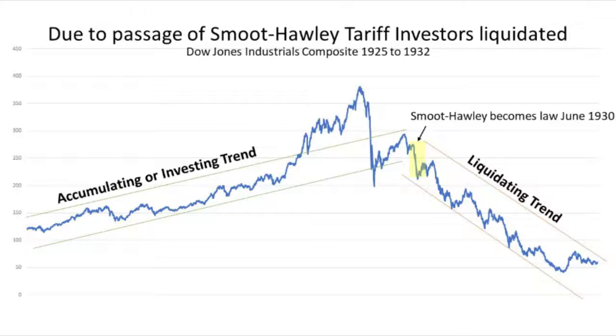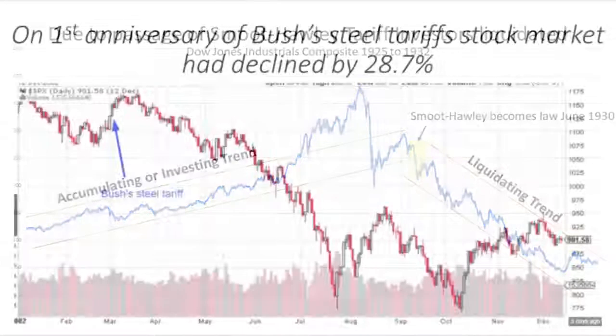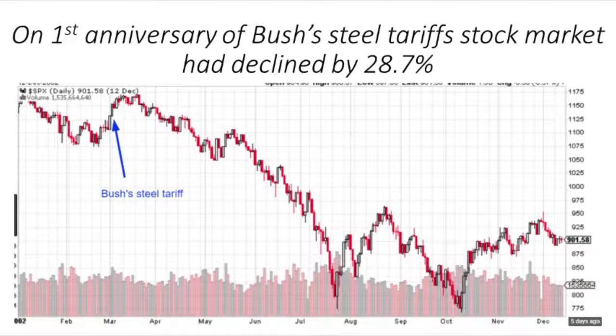Even after the crash, the market had continued on with its uptrend. It's clear that when Smoot-Hawley became law in June 1930, investors threw in the towel and liquidated their holdings. In 2002, President Bush instituted steel tariffs. It resulted in the market having declined 28.7% by the tariff's first anniversary. Bush eliminated the tariff in 2003.